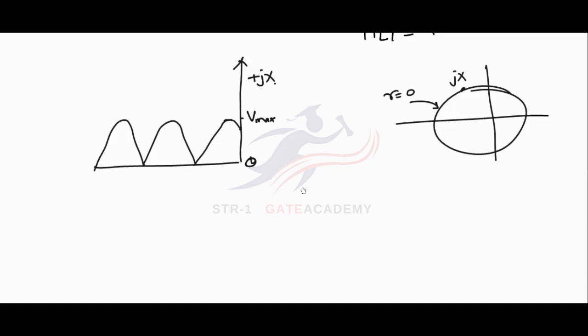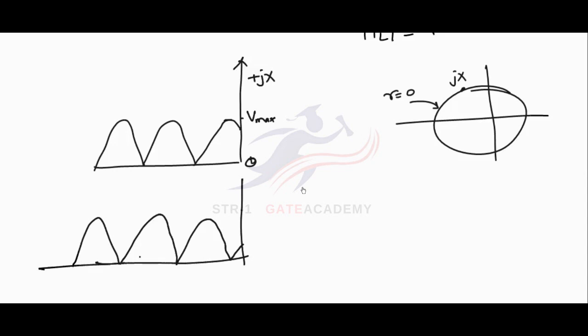What about minus Jx? In the minus Jx case, you will obtain the Vmin first, like this. So this is Vmax, and you will receive Vmin, which is 0. So this is the minus Jx case.